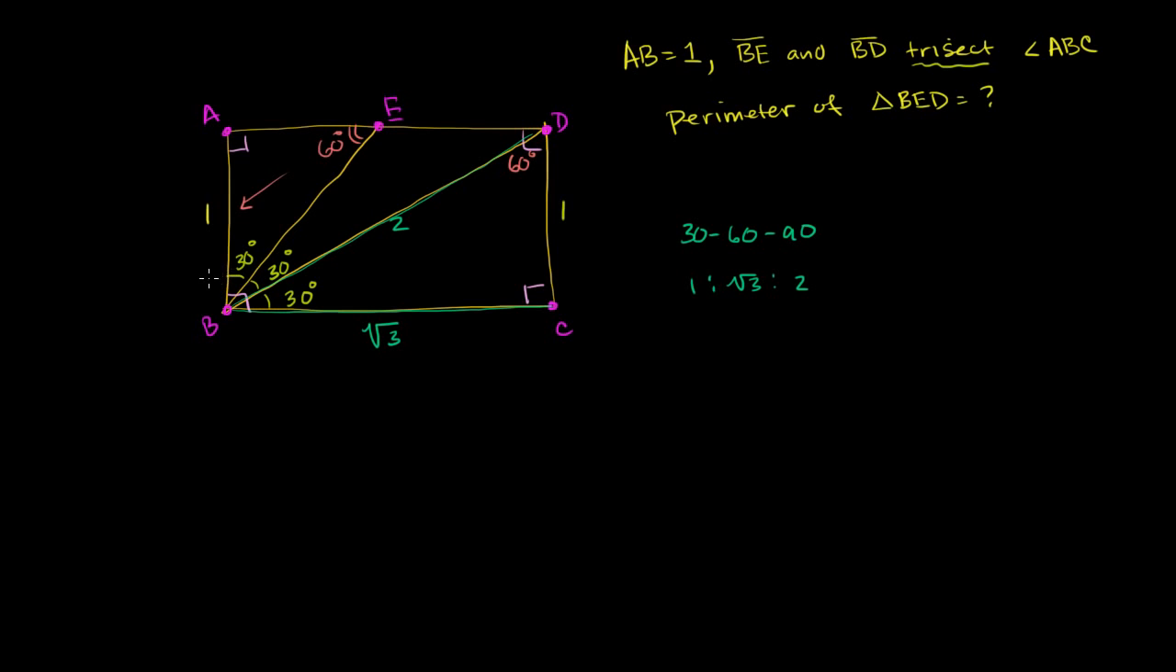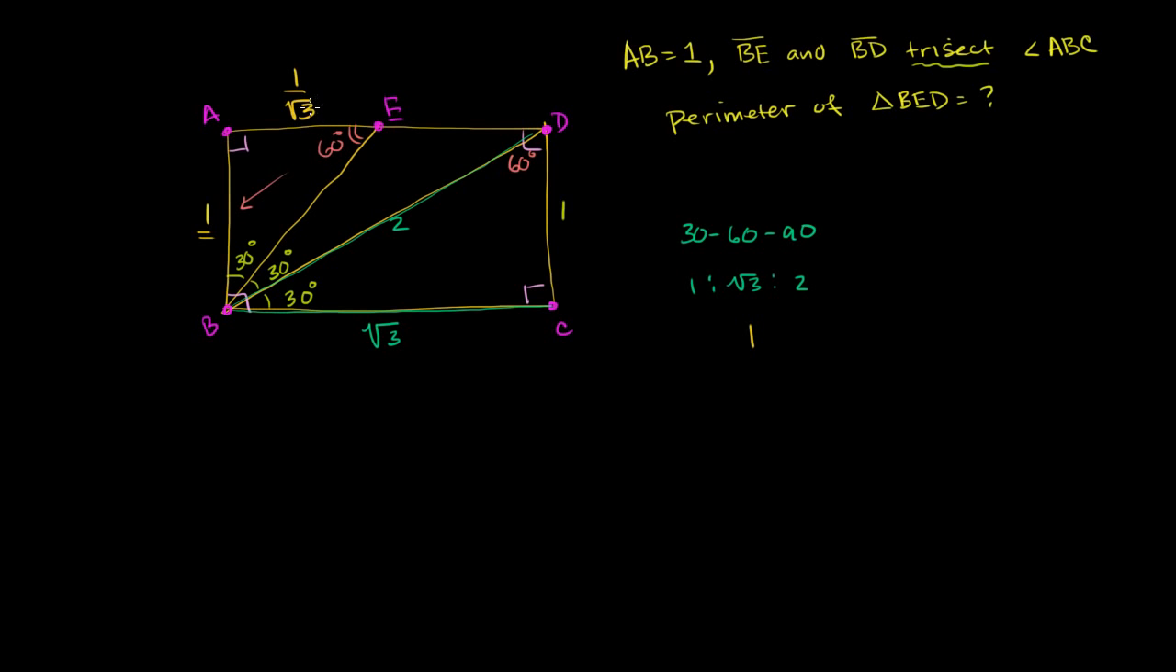So once again, if we multiply this side times square root of 3, we should get this side right over here. This is the 60-degree side. So this has to be 1 over the square root of 3 of this side. Let me write this down. 1 over the square root of 3.